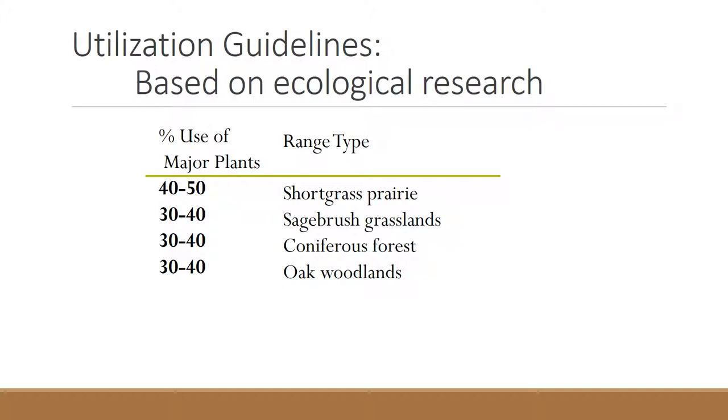There's a couple of problems with these guidelines, though. One is that they are assuming that it's the major forage plants that the studies were done on. They were also done on individual plants, not whole pastures. Even though sometimes you see these guidelines applied to a whole pasture, the guidelines were developed on individual plants. And so that's a problem for it.